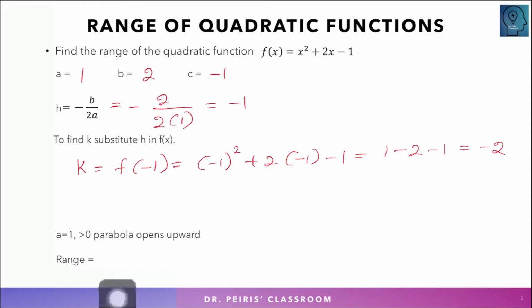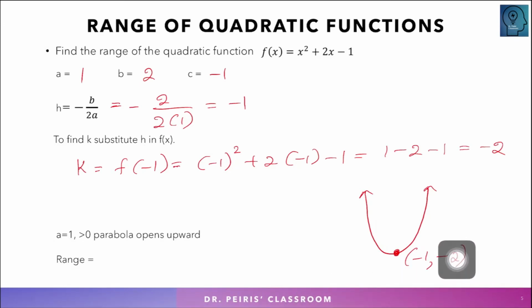And let's look at the value of the a, which is 1. So that is greater than 0. So the parabola opens upward. So this is the parabola, open upwards, and the vertex we found, h comma k, is -1 comma -2. So which means the range is what? -2 to infinity. Range is -2 to infinity. This is the range of the quadratic function for this particular question.